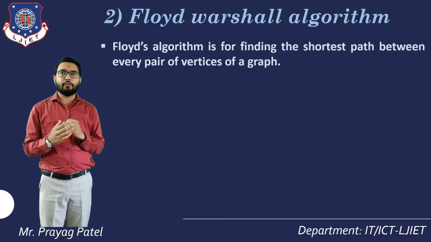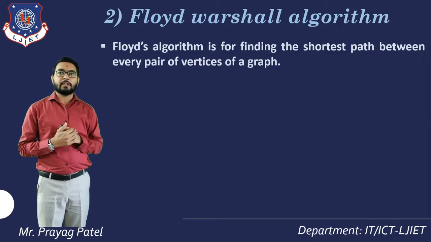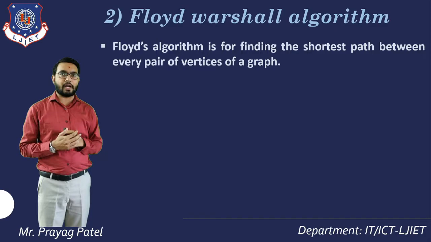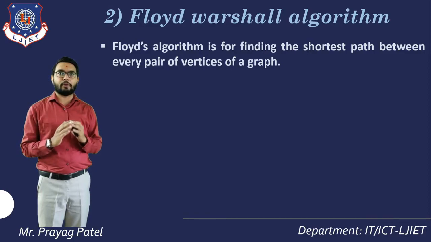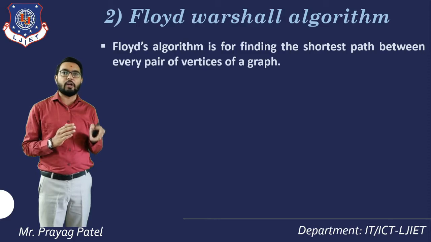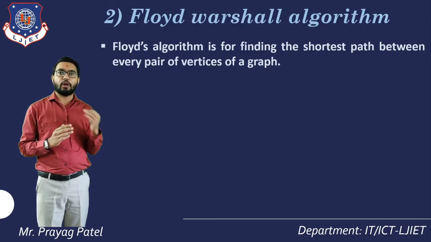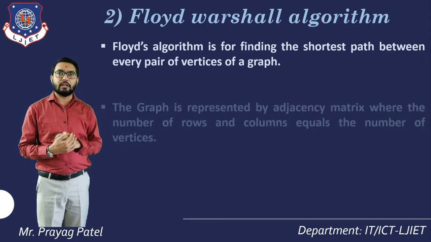Now what is the Floyd Warshall algorithm and how will it work? First, the Floyd Warshall algorithm is for finding the shortest path between every pair of vertices of a graph. Means in a graph you want to find the path from each and every node, means find the path from 1 to all remaining nodes, then 2 to all nodes, 3 to all nodes, like this. Means all to all shortest path is found using the Floyd Warshall algorithm.